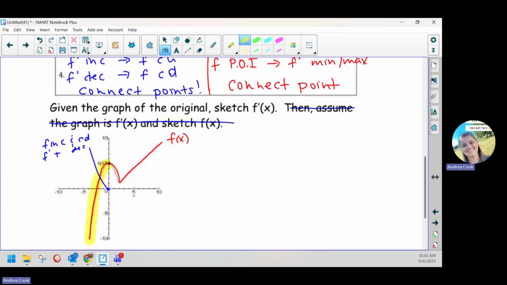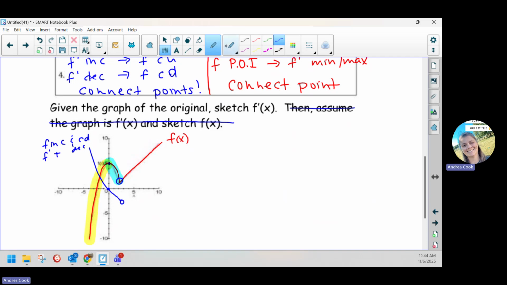Now the next section right here, that portion of the graph, f is decreasing, but still concave down. So that means that f is going to be below the x-axis, but still decreasing. And right here, there's a sharp turn, so that the derivative would be undefined.